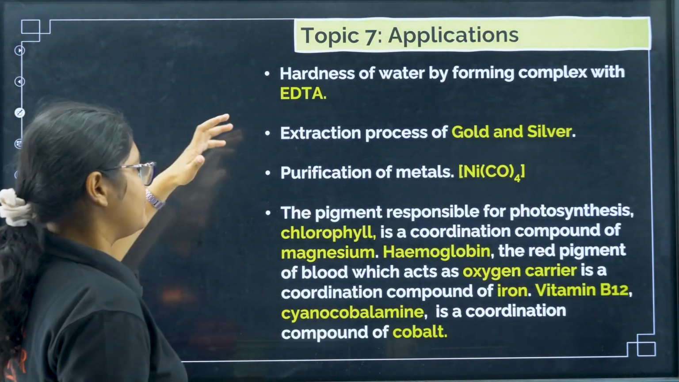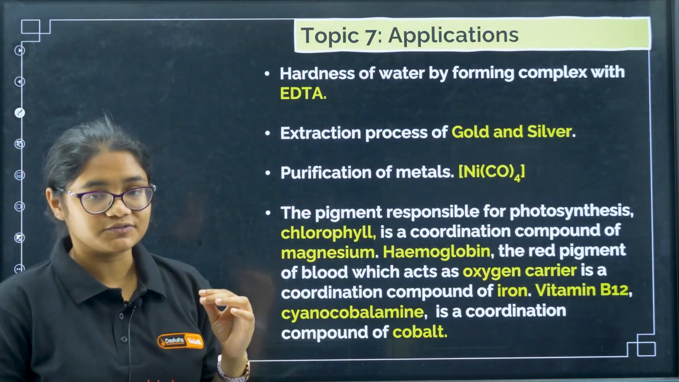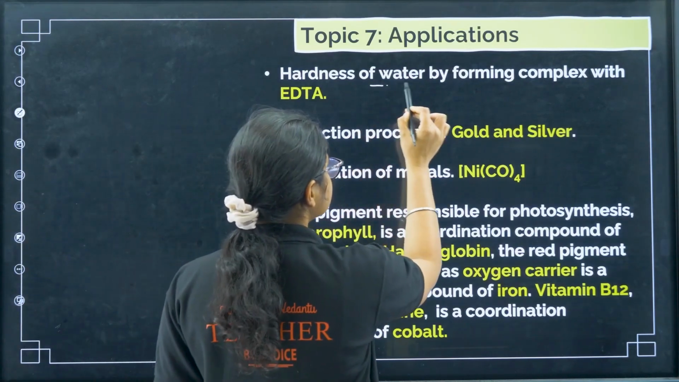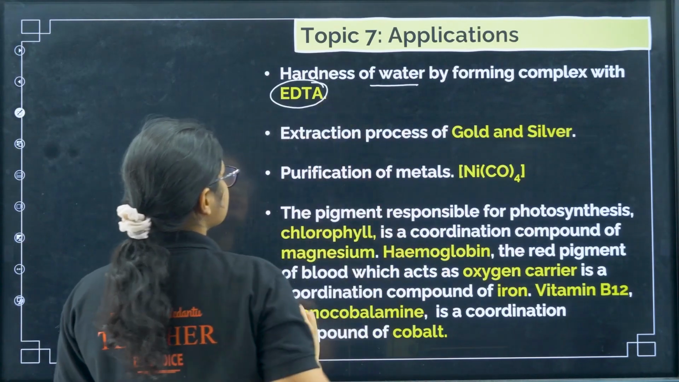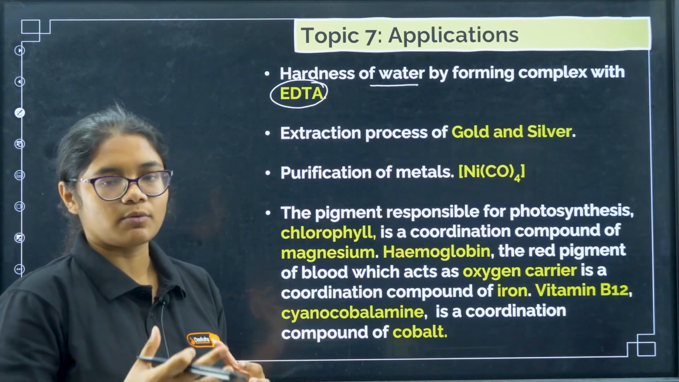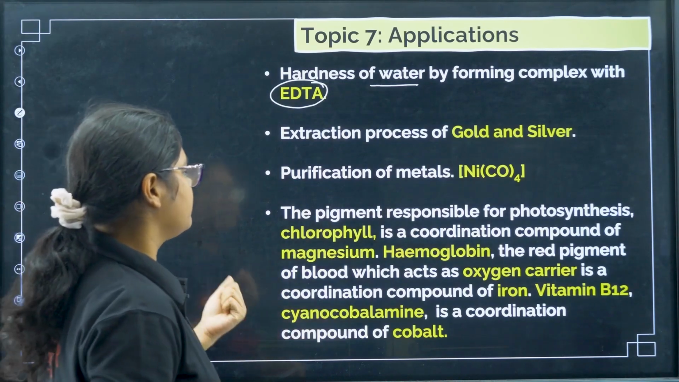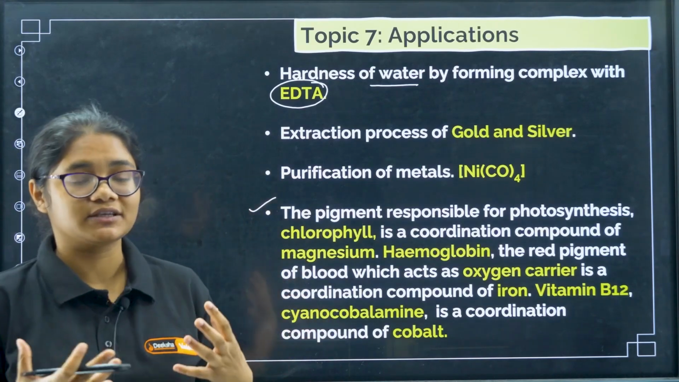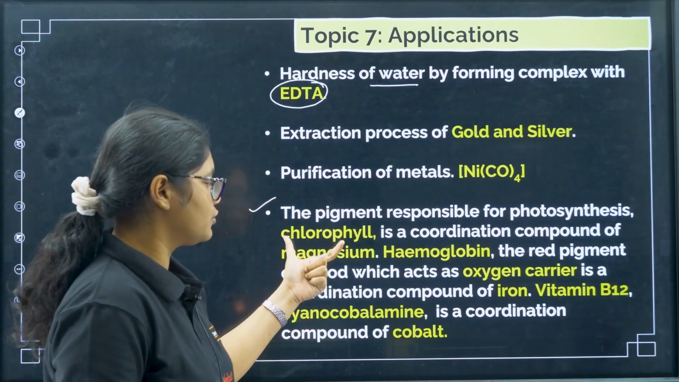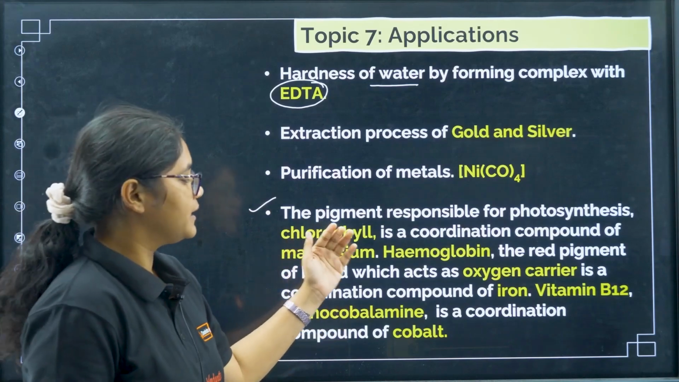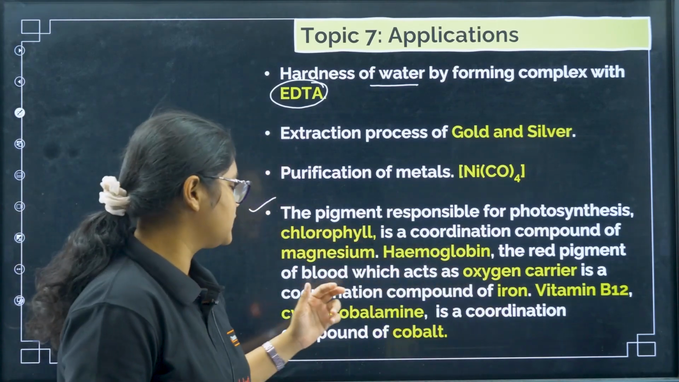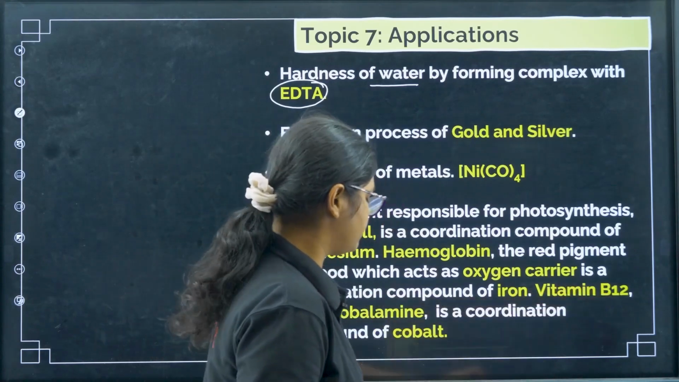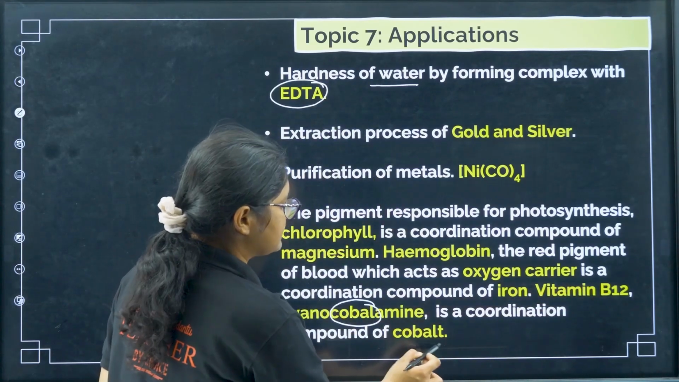Next we have applications. Questions can be asked from applications as well, so I have to just revise the applications. First of all, for hardness of water, EDTA ligand is used, it forms complex with the metals. Then the next important one is where you have to know which metal is present in which compounds. Generally chlorophyll contains magnesium, hemoglobin contains iron, and cyanocobalamin, which is vitamin B12, from the name itself you can guess it contains cobalt.